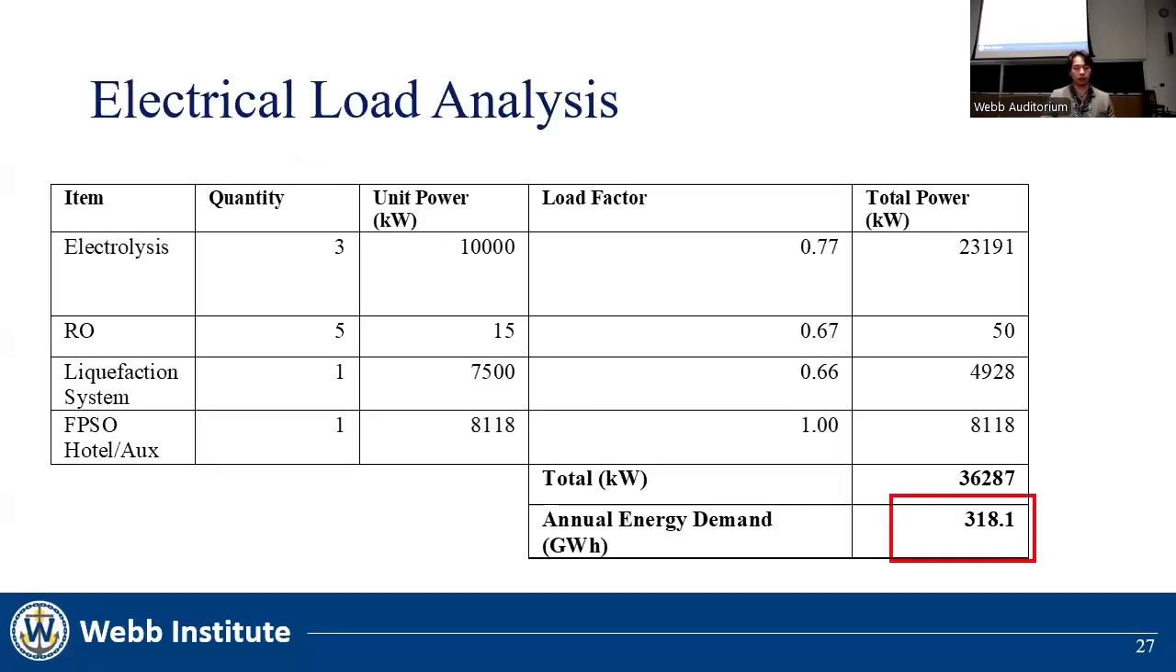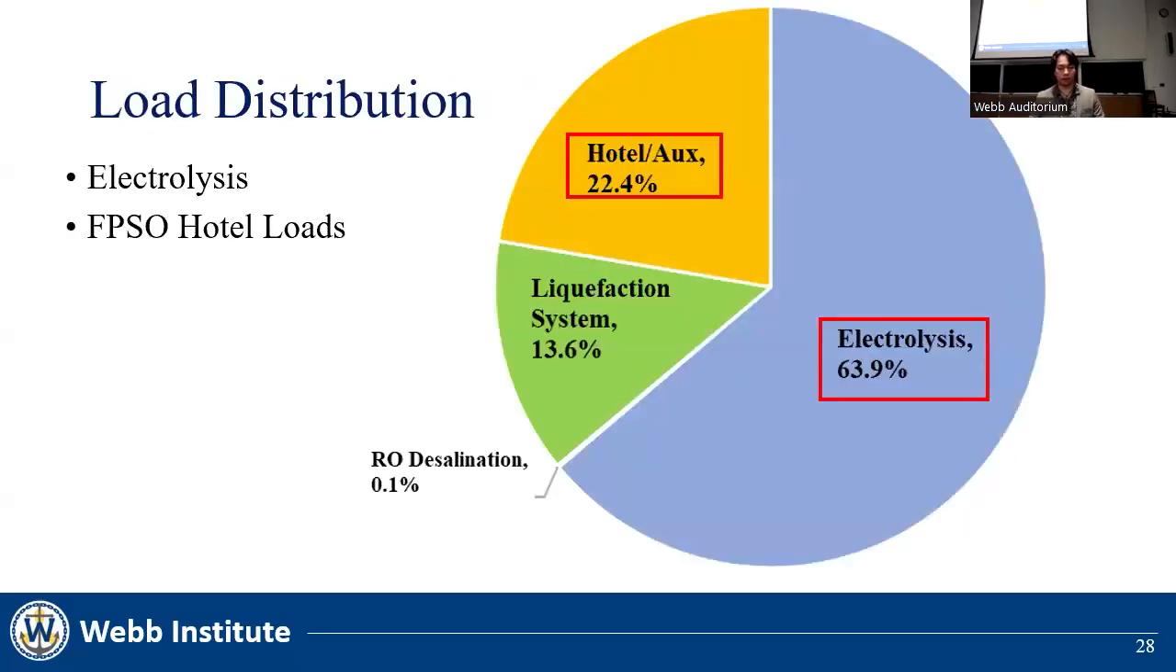After performing an electrical load analysis for all of the hydrogen system components, as well as the hotel and auxiliary loads of the FPSO, the total annual energy demand of this system amounted to 318 gigawatt hours per year. The biggest loads of this system design were the electrolysis plant, followed by the hotel and auxiliary loads of the FPSO.